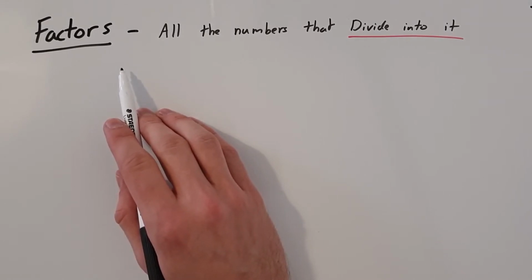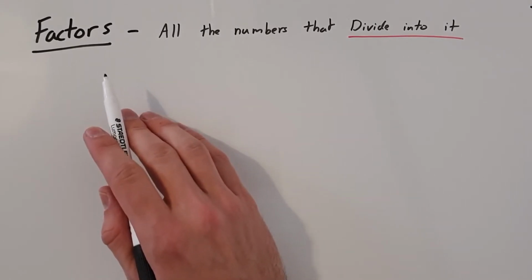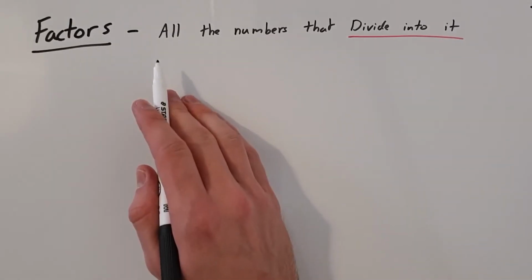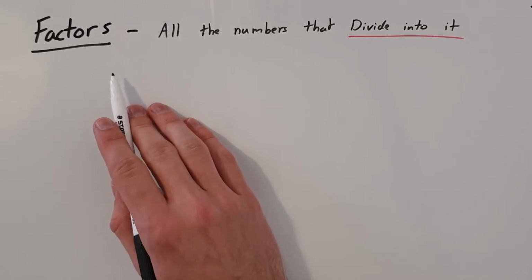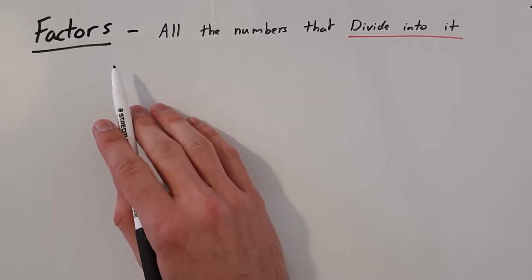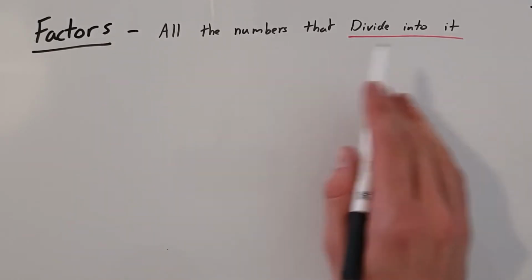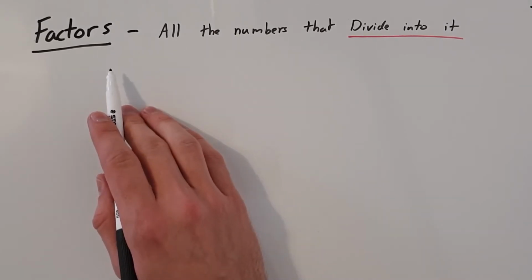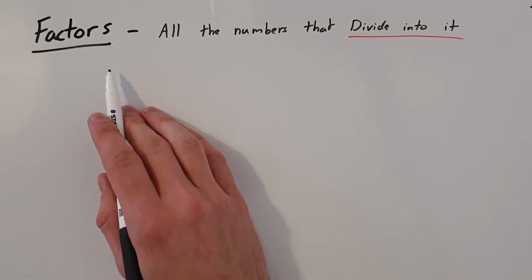So whereas multiples are all the numbers that that number goes into, we know that all its multiples will be bigger than that number. Factors is just the opposite. Because it's all the numbers that will divide into it, we know that all the factors must be smaller than the number we're asked to find the factors for. So let's go through a quick example then.